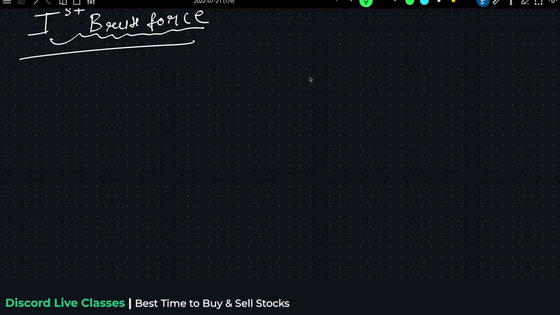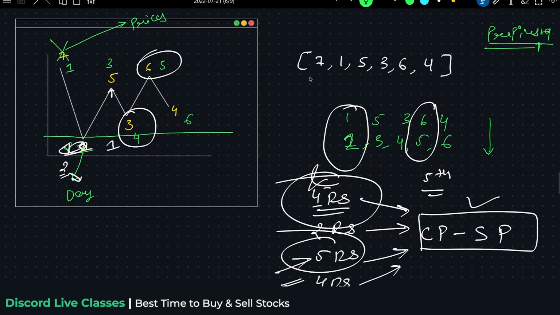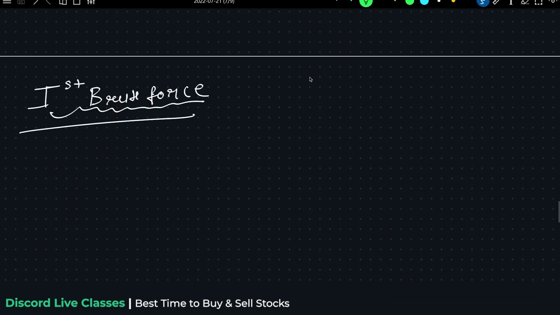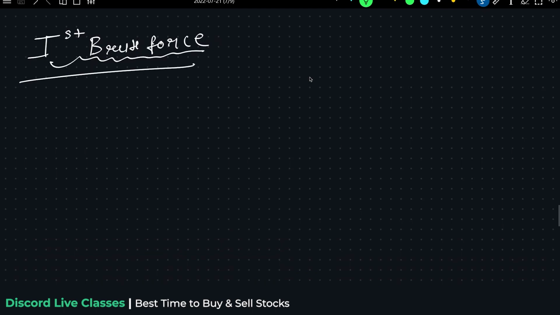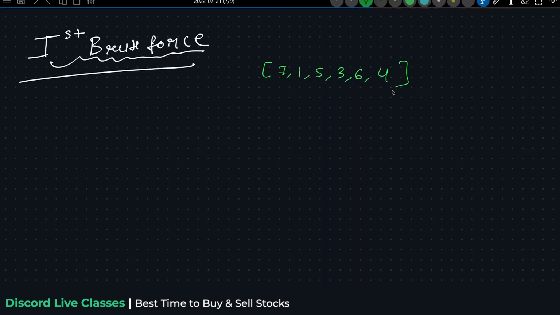Brute force will be O(n squared), meaning i will run using two loops, then j will run from i plus 1 to length, and then we have to find the maximum. Correct. So brute force is a very naive approach. You need to just think about it. Let me explain whatever these guys have said, that we will be using two loops.